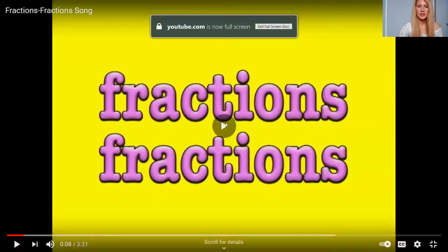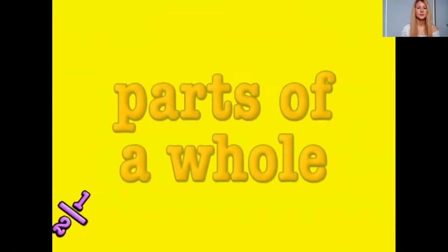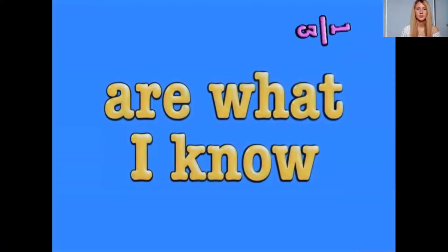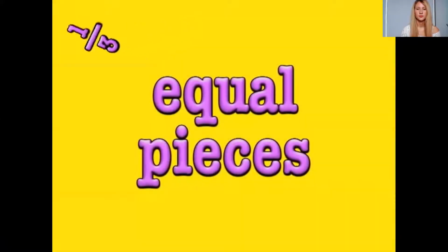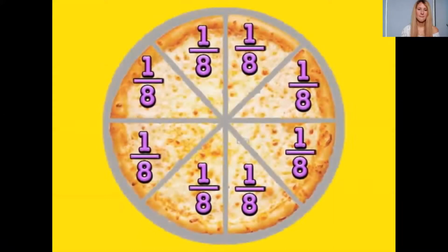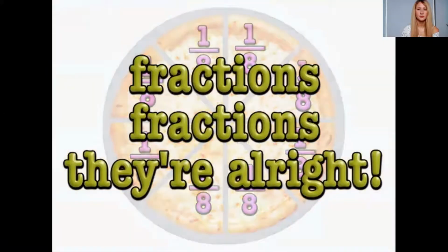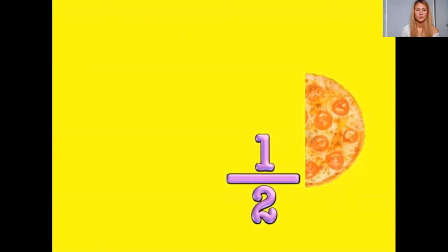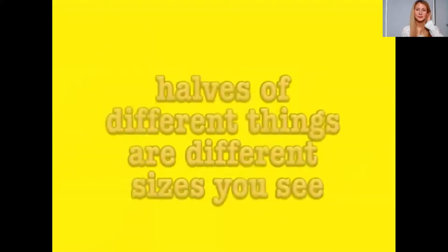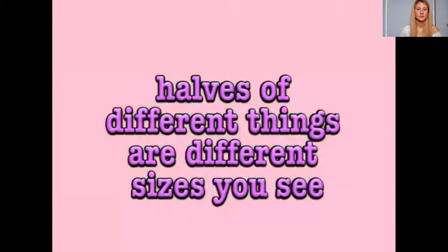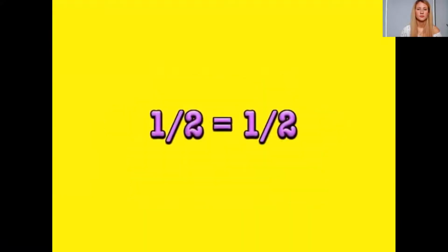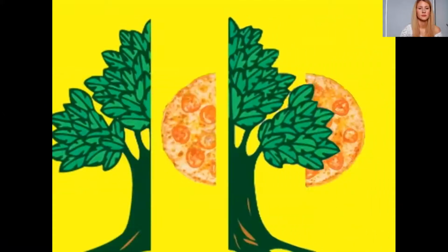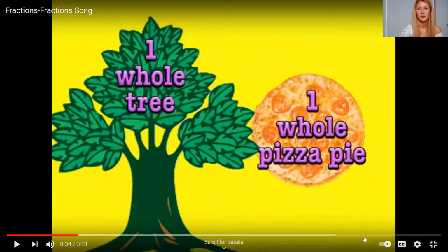So let's play it. Fractions, they're parts of a whole. Fractions, they're what I know. They're equal pieces, they're parts of a pie. Fractions, they're alright. Half a pie, half a tree. Halves of different things are different sizes, you see. But a half is a half, big or small. It takes two halves to make one whole.